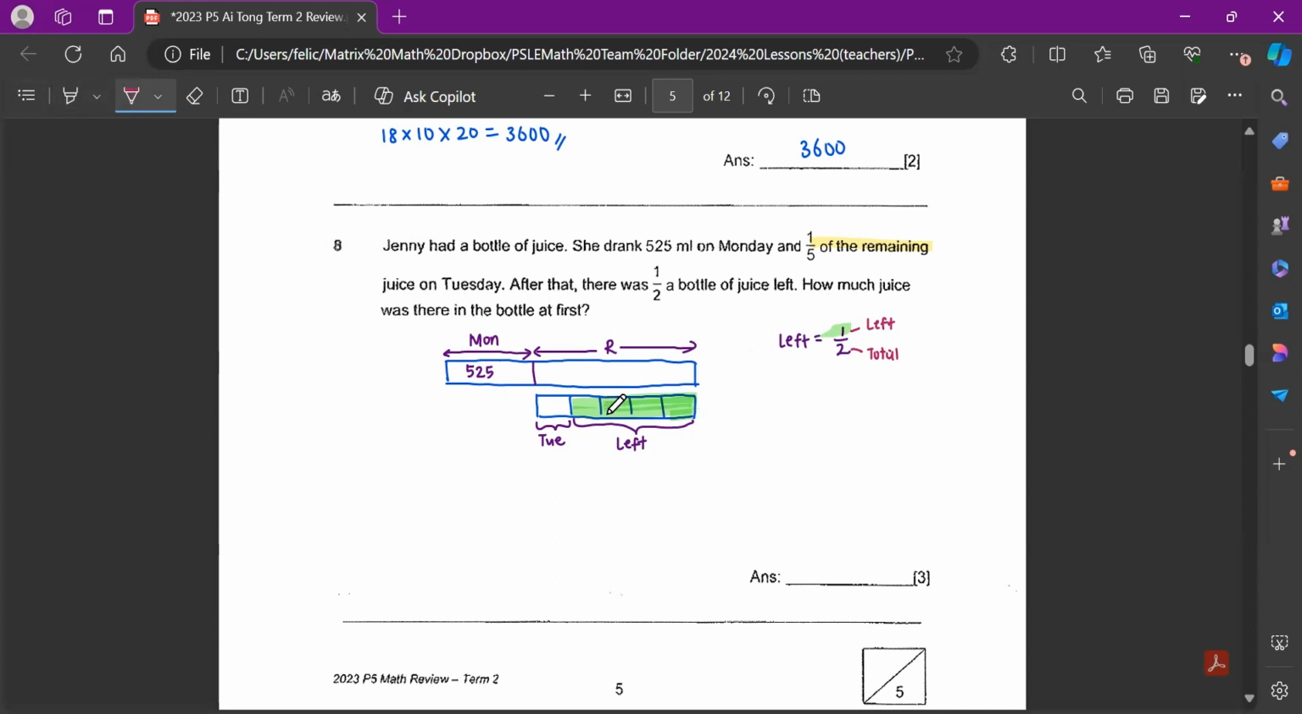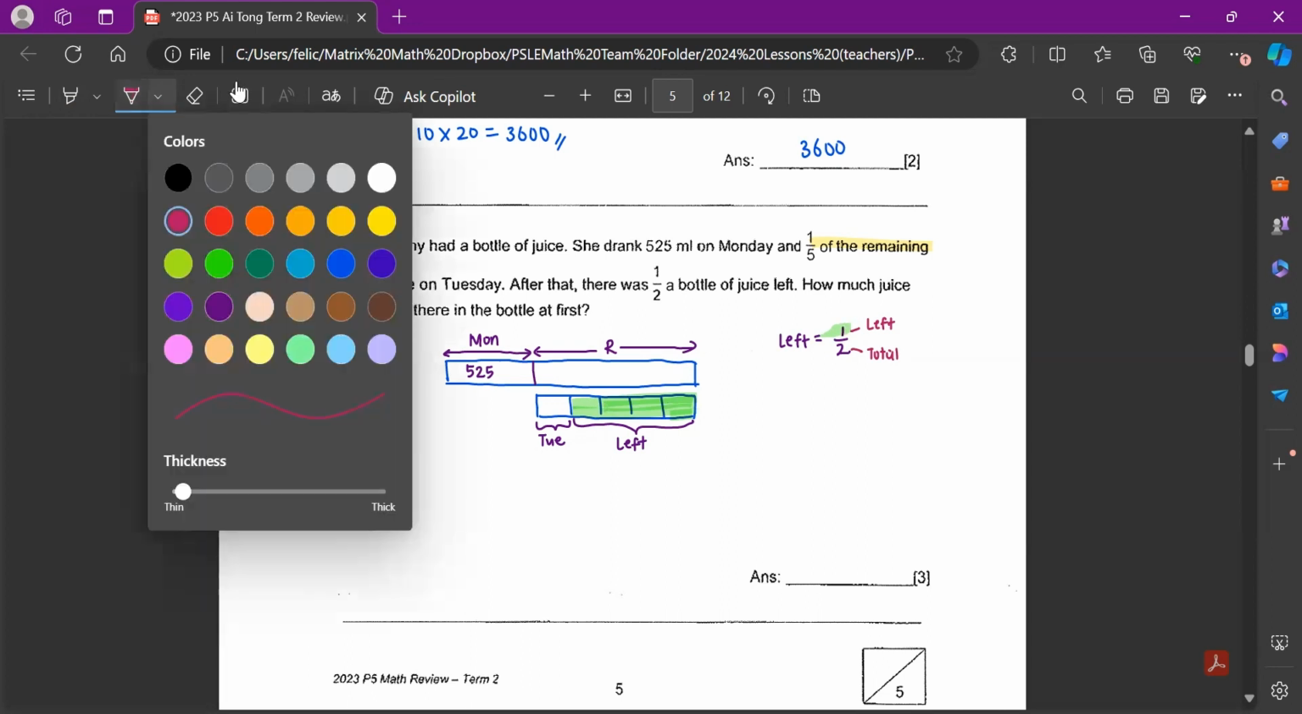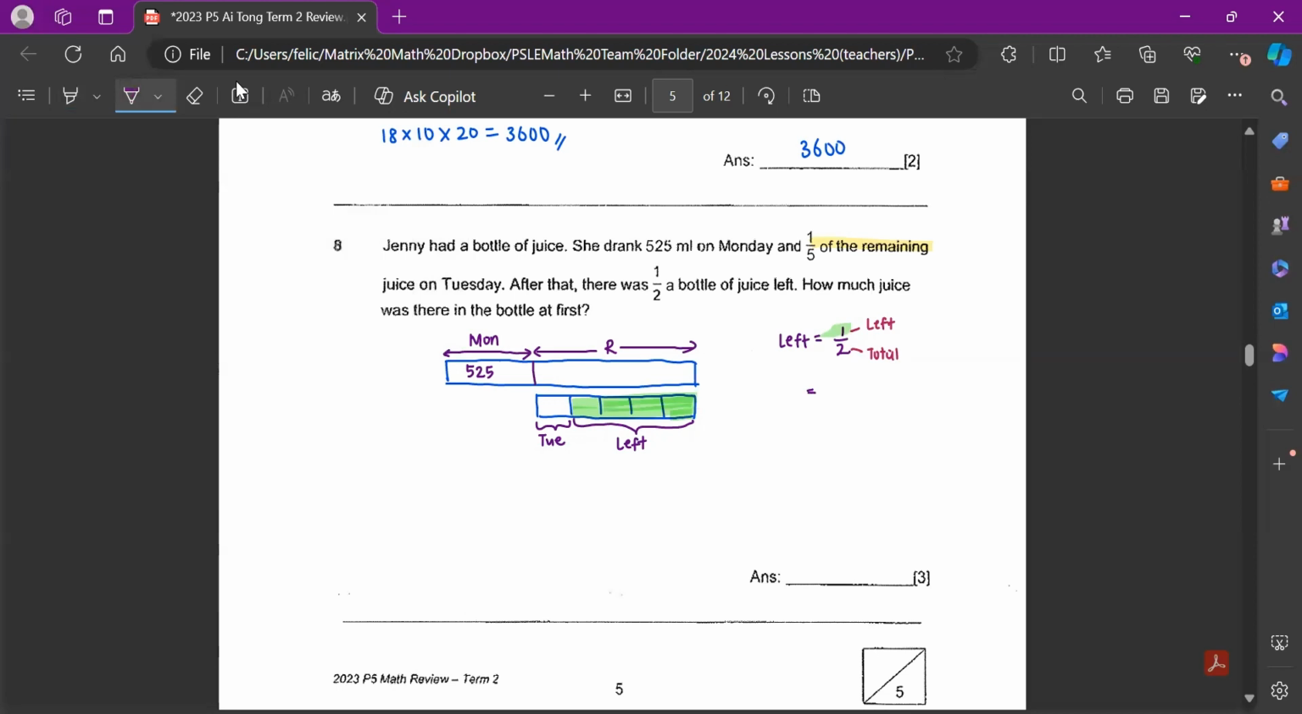So what you have to do is to make the 2 pieces of information match each other. Either you adjust the model, or you adjust the fraction, or sometimes, in worst cases, you have to adjust both things to make the number of units look the same. Luckily for this, we just need to adjust the fraction because on my model, since it shows 4 units left, and this is 1 unit left, I can just easily change it to a 4. Just need to times 4, which means 4 over 8.